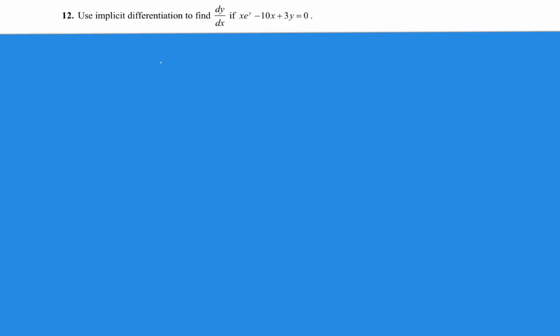So the equation is x times e to the y minus 10x plus 3y equals 0. So let's take the derivative with respect to x on both sides of the equation. The derivative of 0 is 0 because it's a constant function. And the derivative of x multiplied by e to the y is the product of two functions. It is the derivative of the first one by the second, without making the derivative, plus the first by the derivative of e to the y.